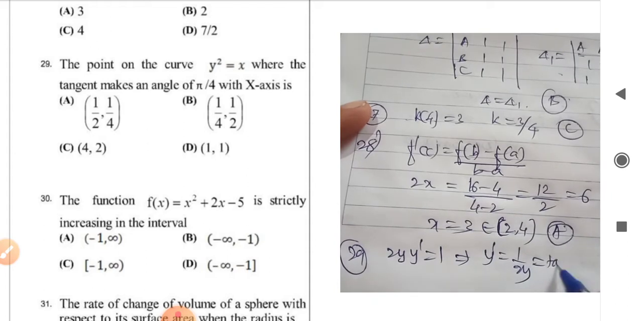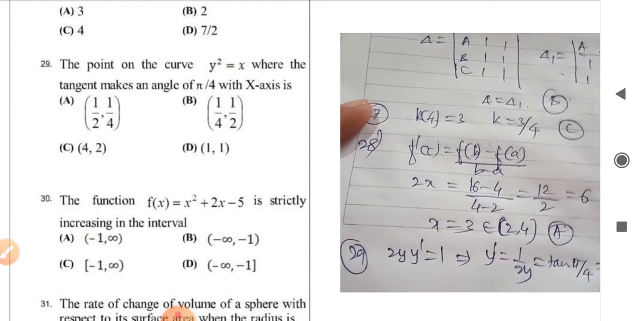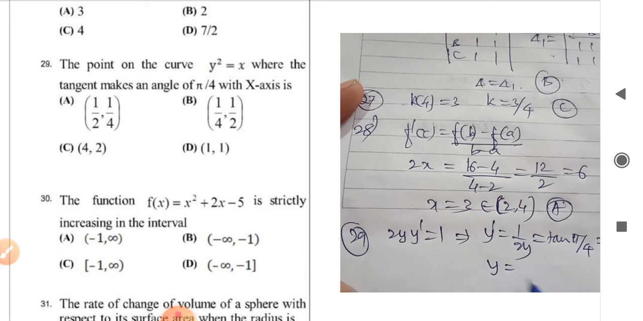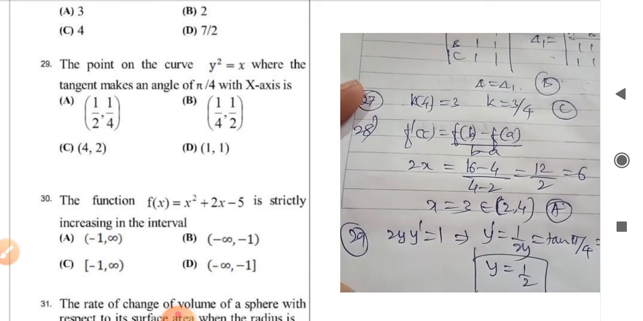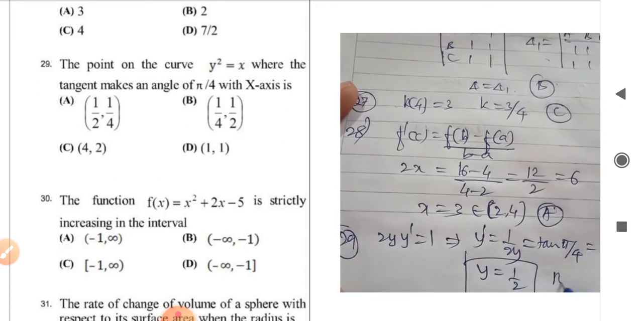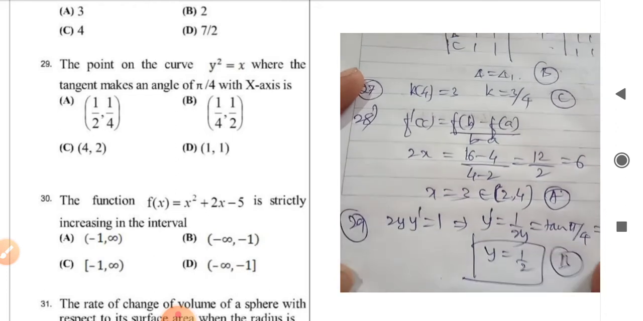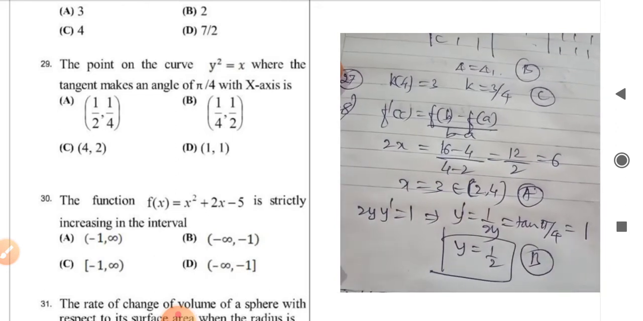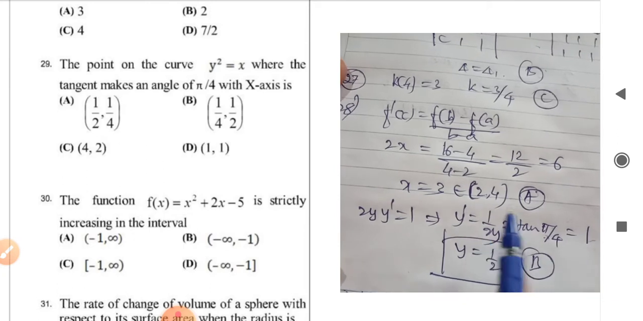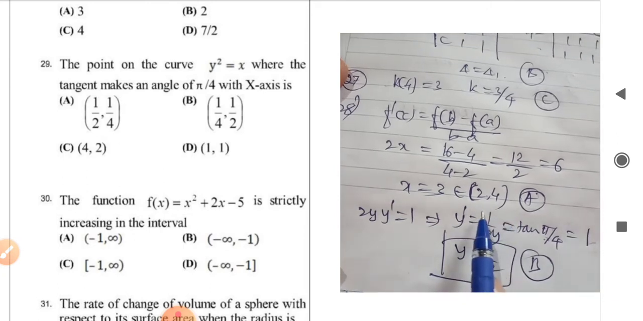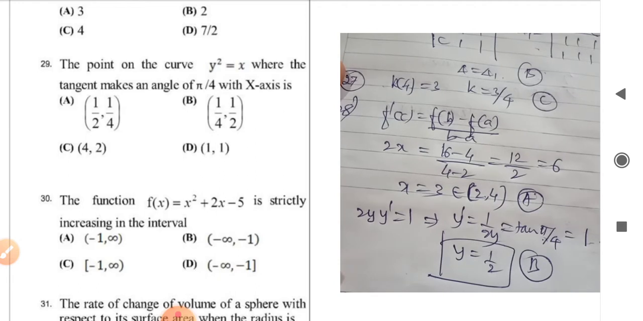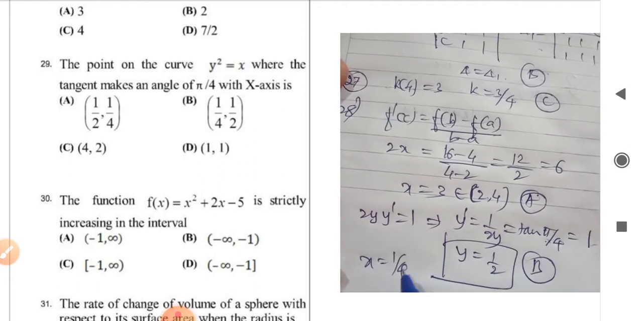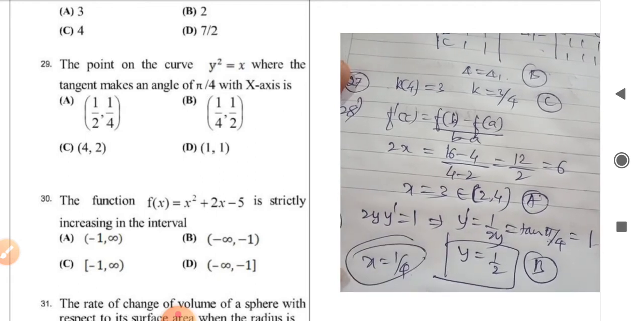They have given tan pi by 4, that means they have given 1, so therefore y equals 1 by 2. When you take y equals 1 by 2, there is only one option, B, having y equal to 1 by 2. Look at that, very simple. Simply differentiate, take tan pi by 4 and put it in, and taking cross multiplication, y is 1 by 2. Look at option B, it is the only option having 1 by 2, so obviously x value equals 1 by 4, correct? So this is how we can do the 29th problem.